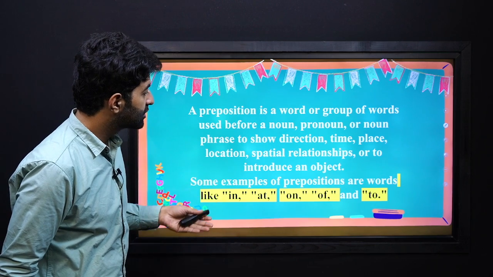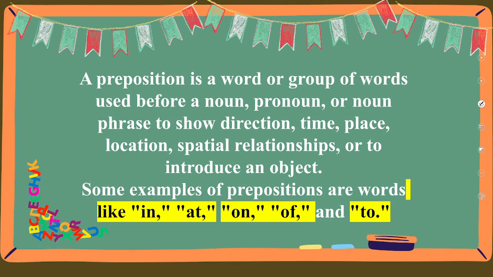So first, let us revise the definition of preposition. You have a word or group of words used before a noun, pronoun, or noun phrase. It means that we are using the preposition words before these nouns, pronouns, or phrases containing nouns. We show direction, time, place, location, spatial relationships, or to introduce an object. For example, all these words are your prepositions: in, at, on, off, to.